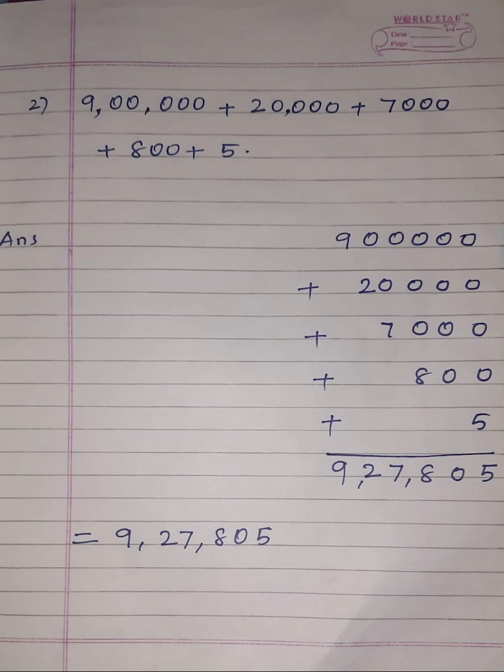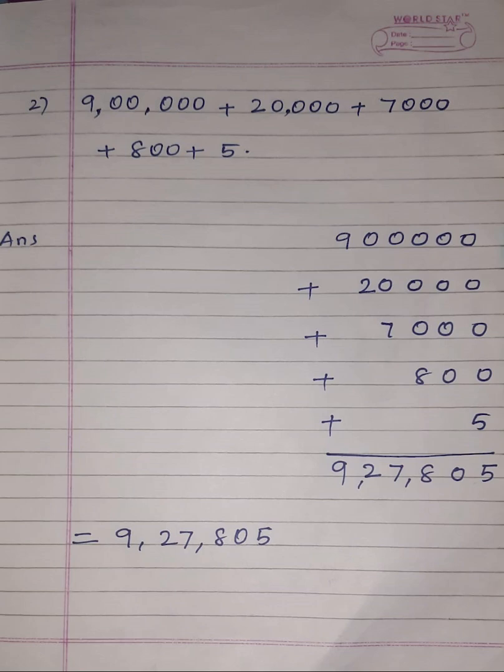Children, again I'm telling you, you will not write the direct answer. You are going to add it up. You will start adding on the right hand side, right corner. Don't add in the middle of the page. First you will write 9 lakhs. When you write 9 lakhs, leave space between the digits. Then plus 20,000.